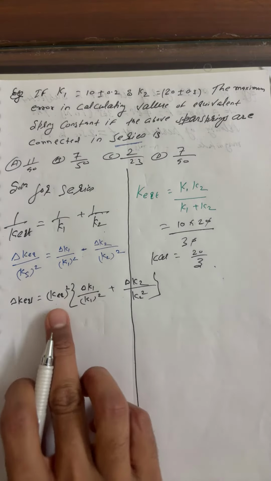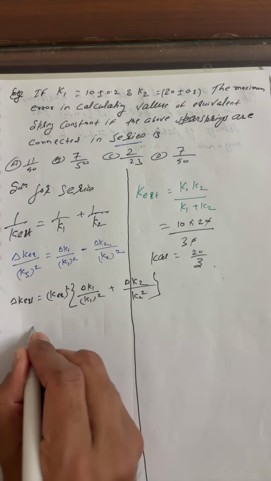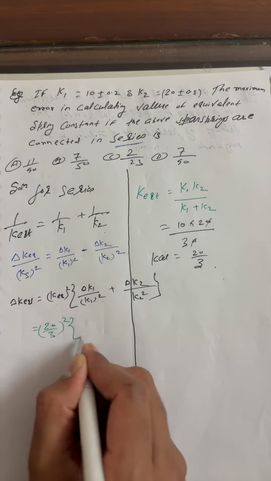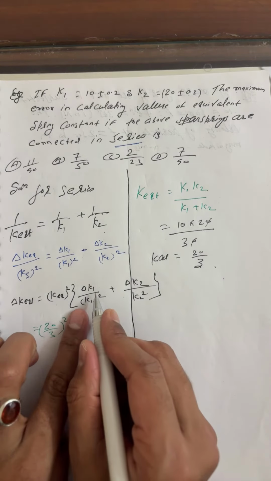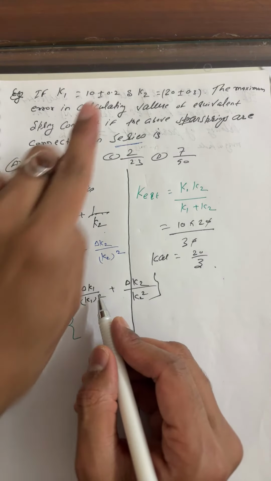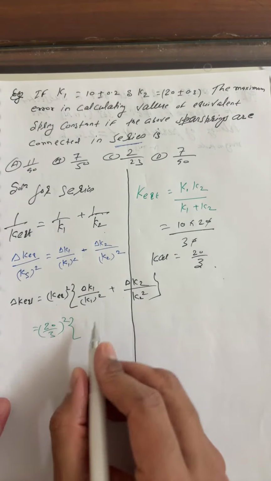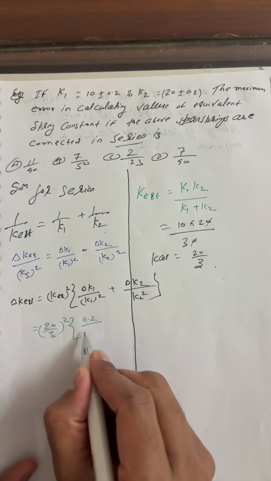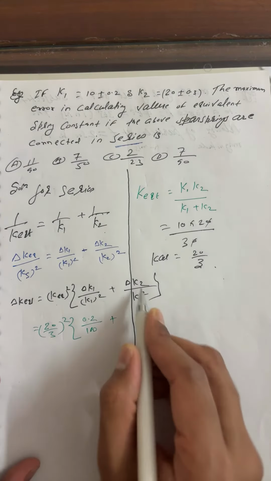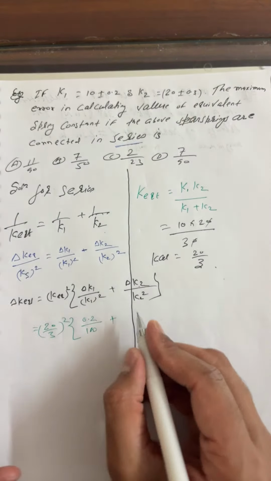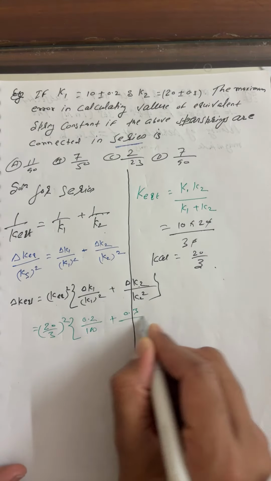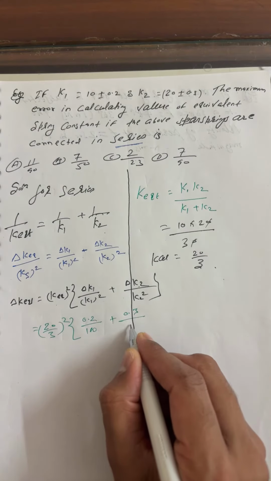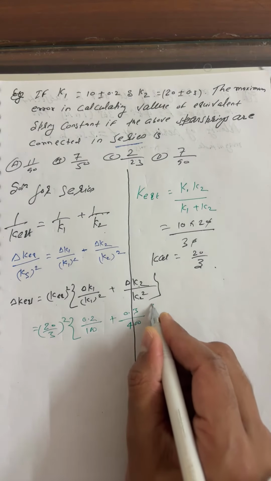Now students, we already found K equivalent is 20 by 3. You can put it over there. This is 20 by 3 whole square into delta K1 here. What's delta K1, my dear? Tell. This is 0.2. What's the K1? This is 10, so 10 times 10 is 100. Plus delta K2, this is 0.3. And what's the K2 here? K2 square, this is 20 square, so this is 400.